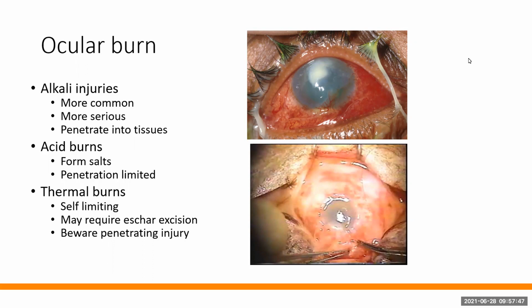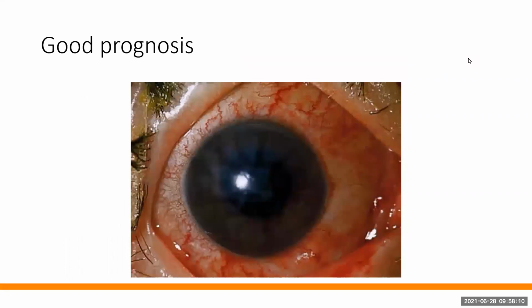And alkaline injuries are most common because alkali is quite common in general life, particularly plasterers or cleaning products. And they're also the most serious injuries because alkali form soluble complexes with tissue proteins and continue to penetrate, so they can actually get inside the eye within minutes. And generally, injuries where the eye is red, these have a good prognosis.